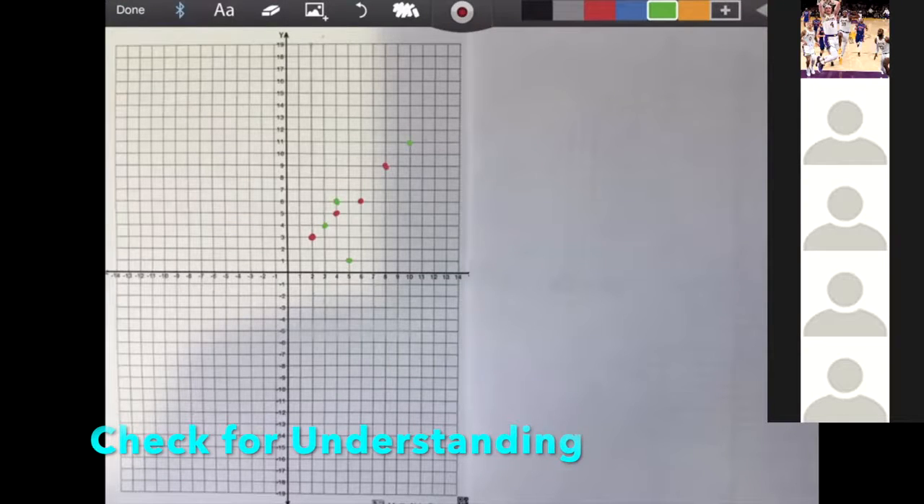I think it's (10,11) because it's the farthest away from the other ones. Or it could be (5,1) because it's the most separate.